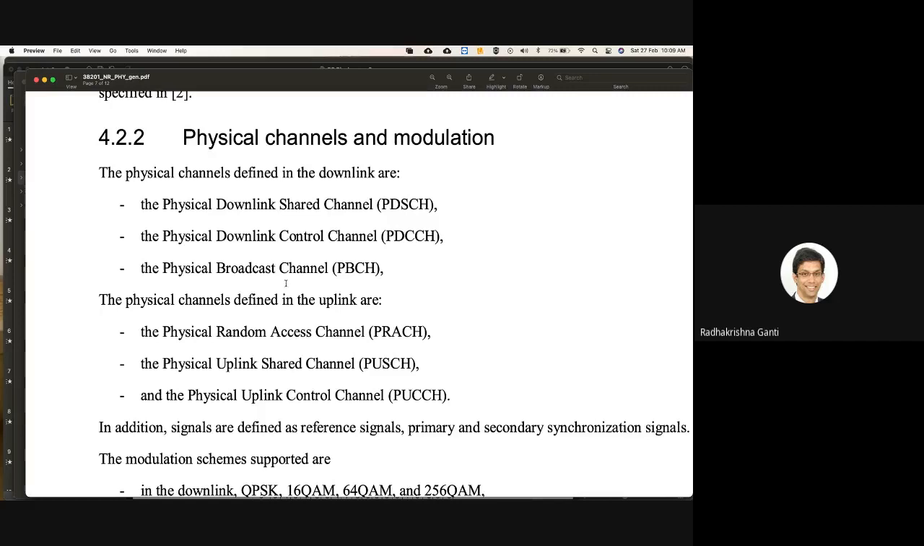Uplink also has three channels. Again, there is a shared channel, which is the main data channel by which the UE transmits data to the network. Similarly, there is an uplink control channel, the PUCCH, where the UE sends the control information and the scheduling information. And there's something called the random access channel. We'll go through this; it is the first channel that the UE uses to lock onto the network.